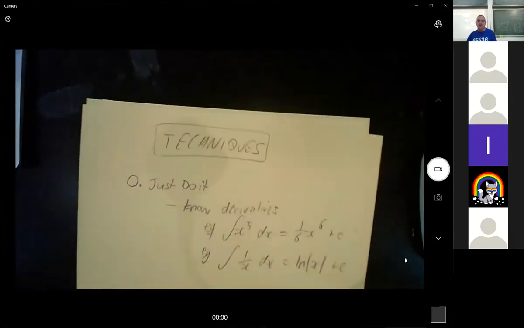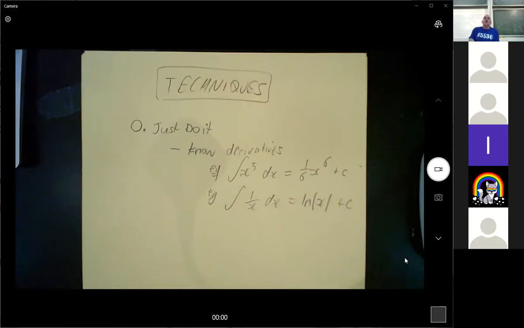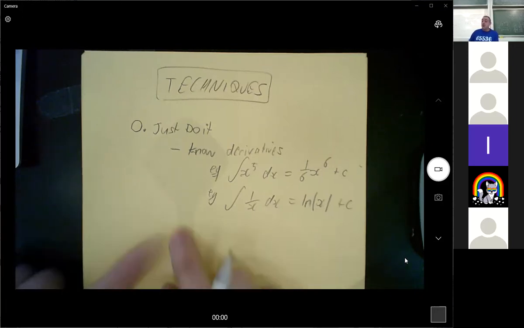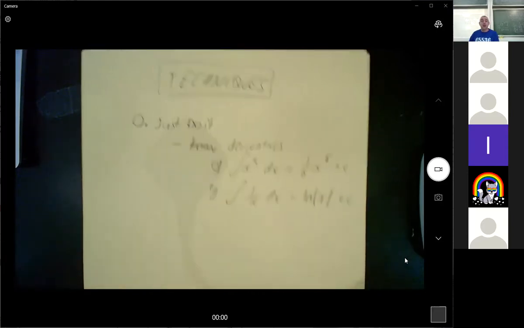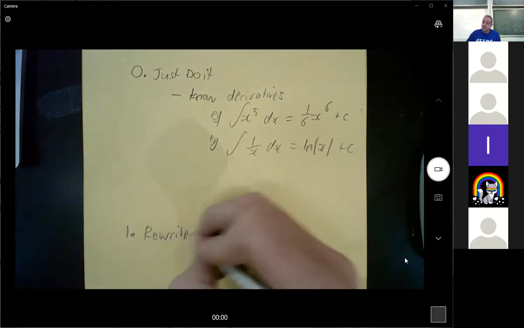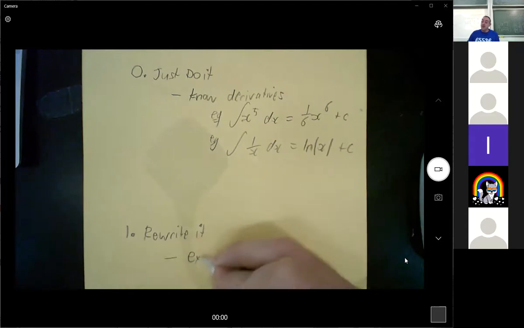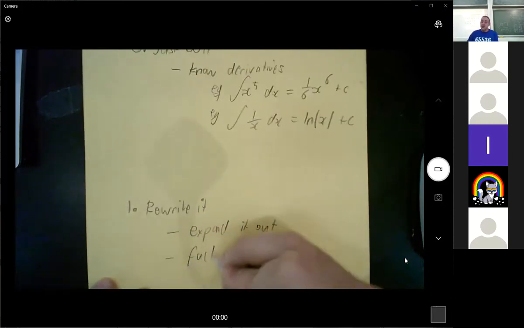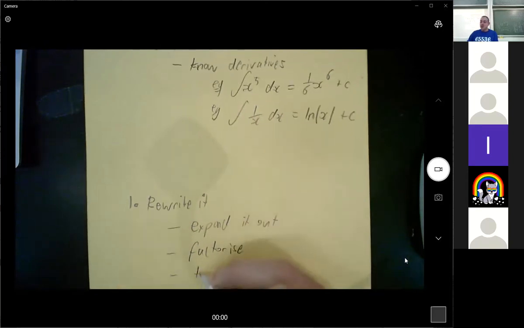Back to my techniques. So, just do it. Know your derivatives. The other one, I'm going to put one here in a minute, but I'm going to fill it in later, if that's okay. Technique number 1 is rewrite it a different way. For example, maybe you'll expand it out. Or maybe you'll factorize it. Or maybe you'll use some sort of trig identity. These are all ways of rewriting things into a format that's easier to do. I'll show you these techniques in a minute. I just want to list them all.